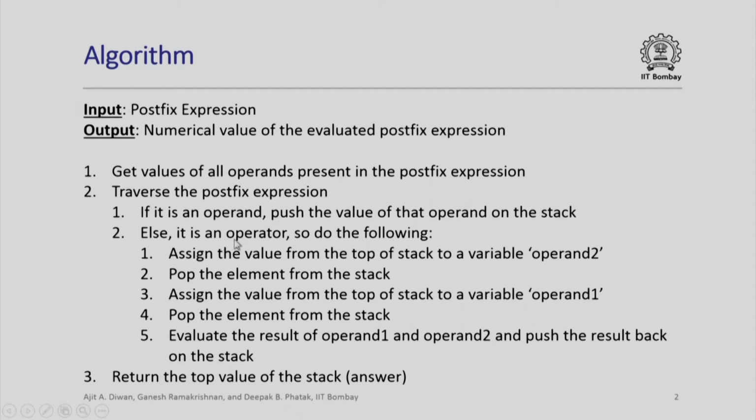If the character is an operator, we need to evaluate that operator by doing the following: assign the value from the top of the stack to a variable operand 2, pop the element from the stack, assign the value from the top of the stack to a variable operand 1, pop the element from the stack. So, we got two top operands which are stored on the stack into operand 1 and operand 2. Evaluate the result of operand 1 and operand 2 using the current operator character that we have encountered and push the result back on the stack.